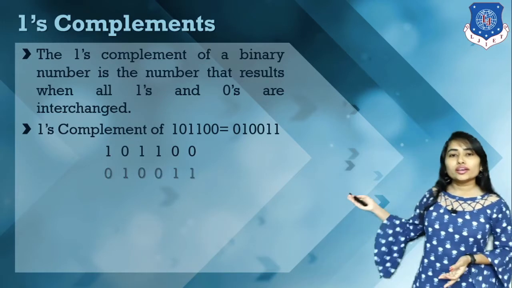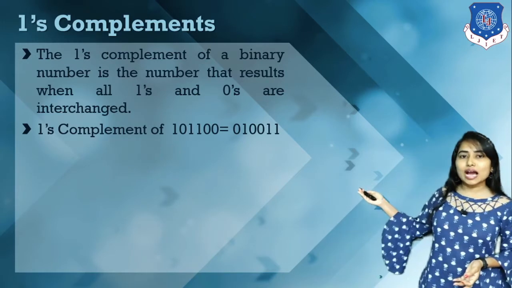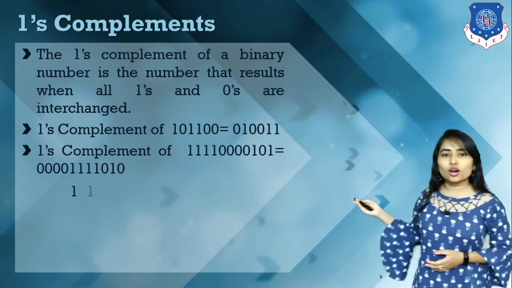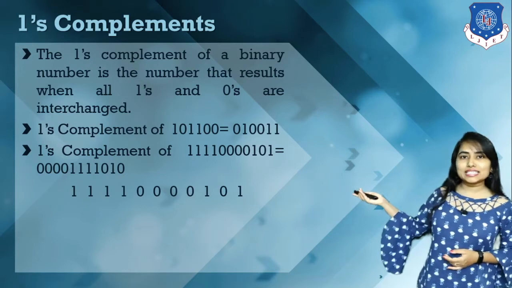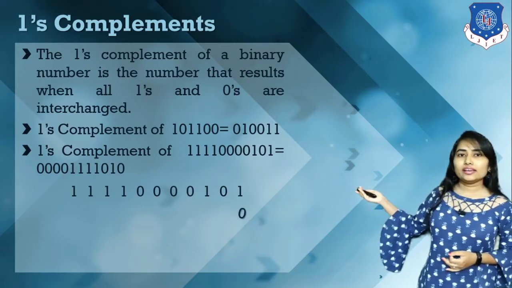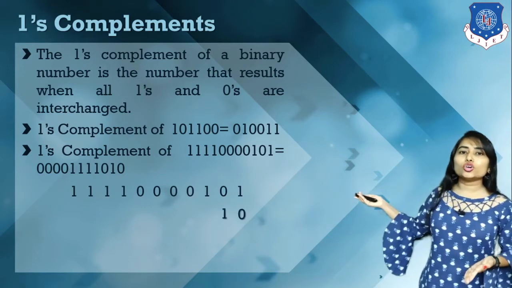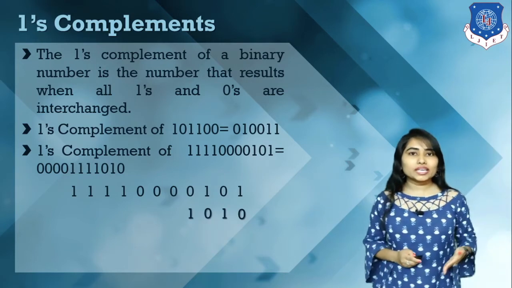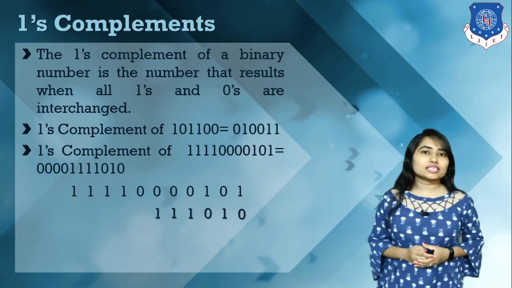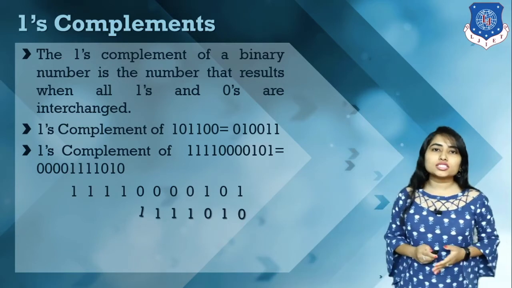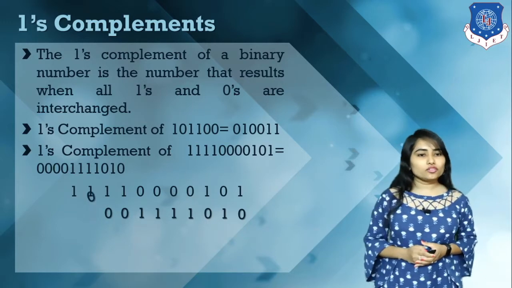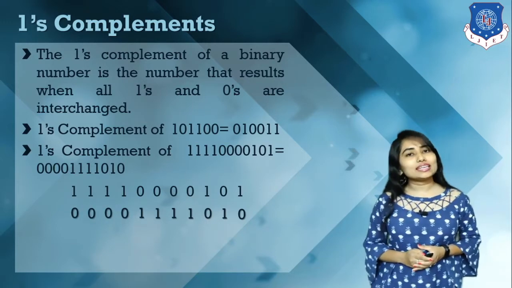Here is one other example, the 1's complement of this binary pattern. How can we calculate it? Write the bits like this and then replace all the zeros and ones. This is how we can simply replace all the bits and write our 1's complement. This is how we can calculate the 1's complement of any binary pattern.